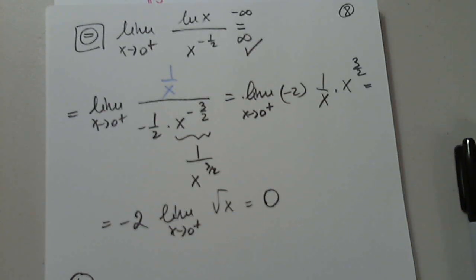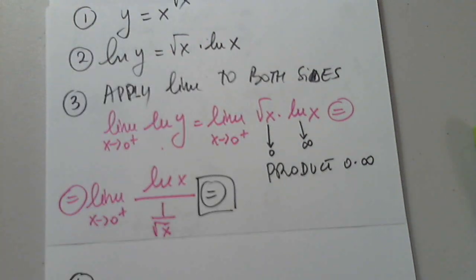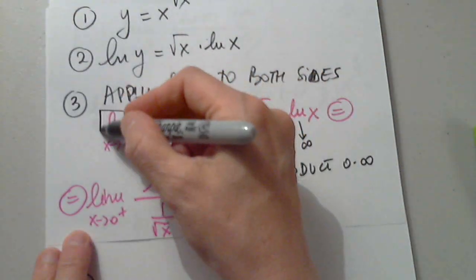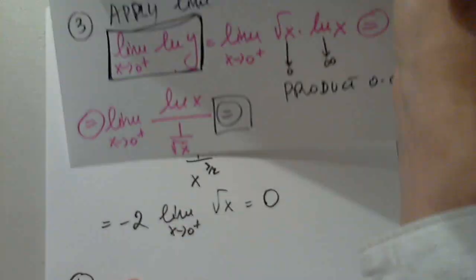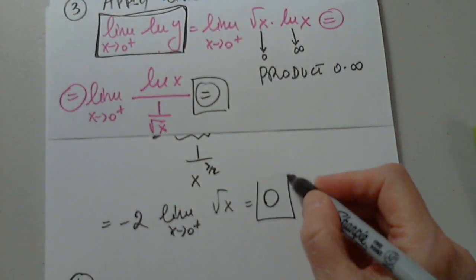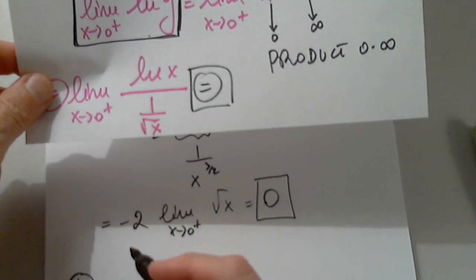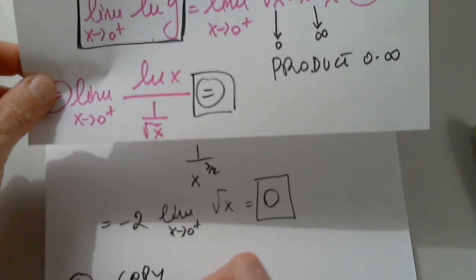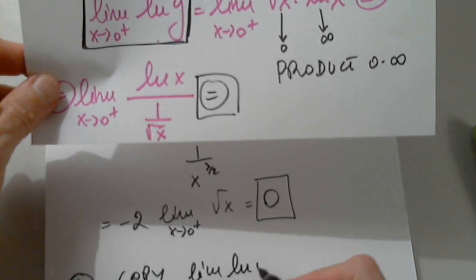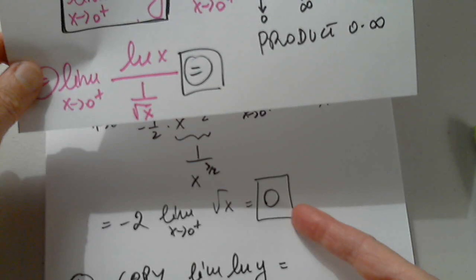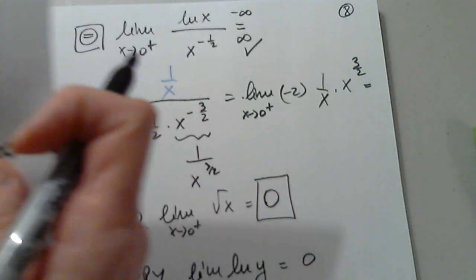At this point, I copy the beginning. I copy the beginning, and I copy the end. So in step 4, copy the limit as x approaches 0 from the right of natural log y, and the end. All this is gibberish. I don't need it anymore. Okay.